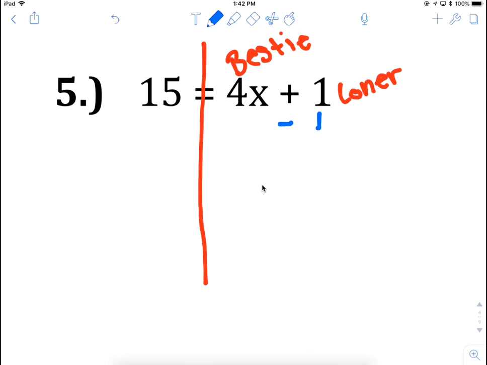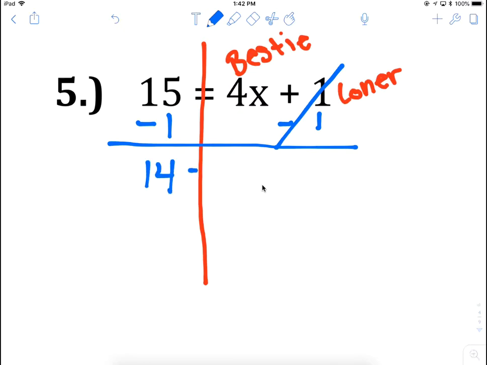And I'm sure you've heard the rule before, but what you do to one side, you must do to the other. I'm hoping that that's what you said in your head. So if I do the same thing to the other side, what happens with the 1s? They're going to cancel. Then I can write down what I have left. 15 minus 1 makes 14. Bring down my equal sign. Nothing happened with the 4x yet, so I bring down 4x.